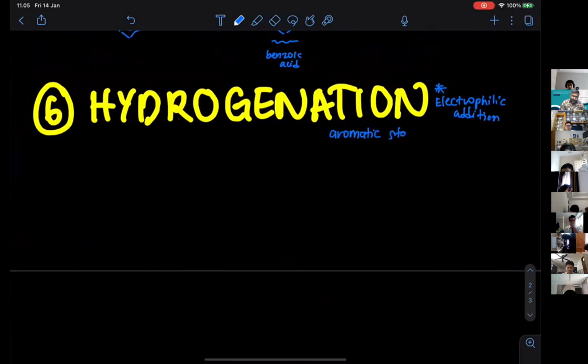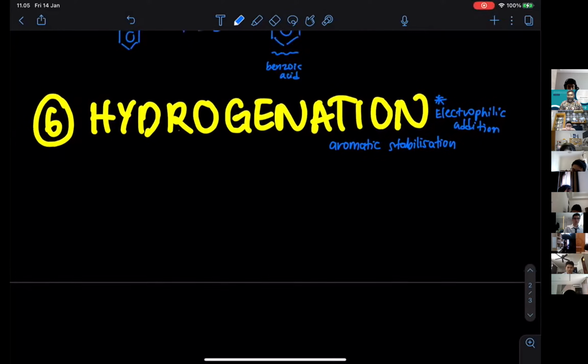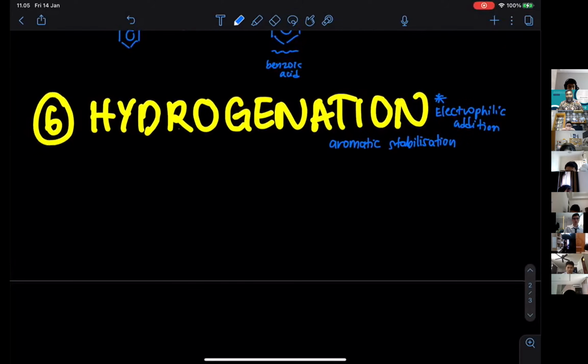The aromatic stabilization is because of the delocalized electrons in the benzene ring. It will stabilize the benzene structure. So they do not undergo addition reaction. They will actually have a tendency to go for electrophilic substitution. But electrophilic addition can still happen under harsh conditions. Harsher conditions means high temperature, high pressure. So they do happen for benzene itself. The reaction is going to be hydrogenation.